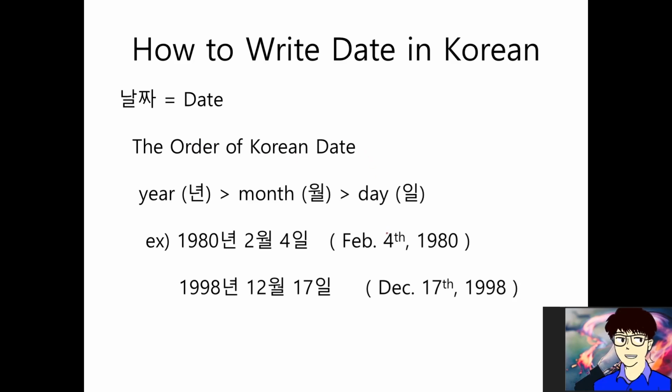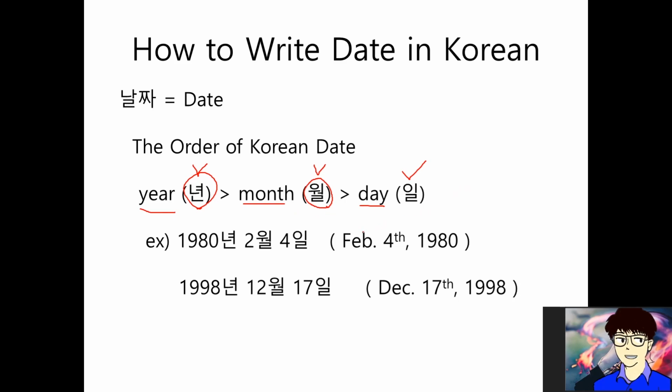So, the English way is, first you say month and day, and the last thing is year, right? However, in the Korean way, first you have to say year. Year is 년 in Korean, okay? And month is 월 in Korean. So, 년, 월, year, month, and the last thing is day. In Korean, 일. So, you have to say 년, 월, and 일, okay?